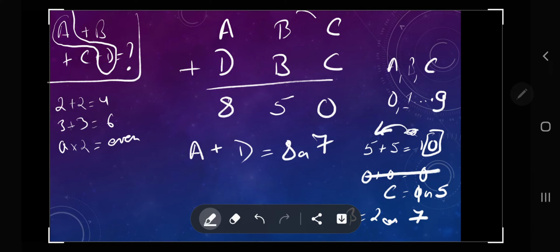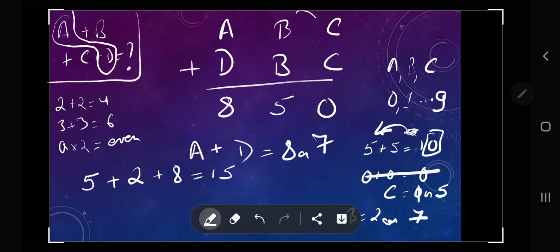Now let's take the sum. We have C is equal to 5 plus B, which can be 2 or 7. Let's take 2 first. If it's 2, then we know that A plus D is going to be 8, which will give us 15. But we don't have 15 in the solutions. Therefore, that's not the correct answer.